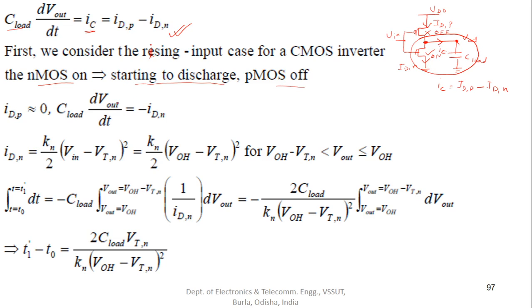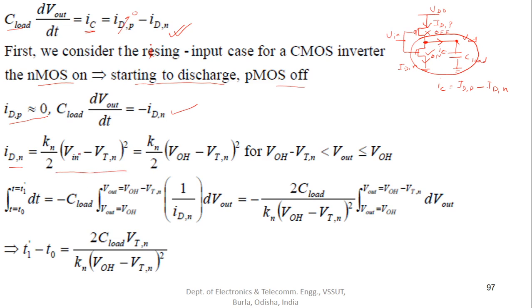In this case the approximate value of IDP will be equal to 0, and when you put this value 0 here, it becomes 0, right? And we can write that C load dV out by dt equals minus IDN. In this case we know that this drain current will be the saturation drain current, because the NMOS is operating in saturation mode. So use the saturation drain equation.